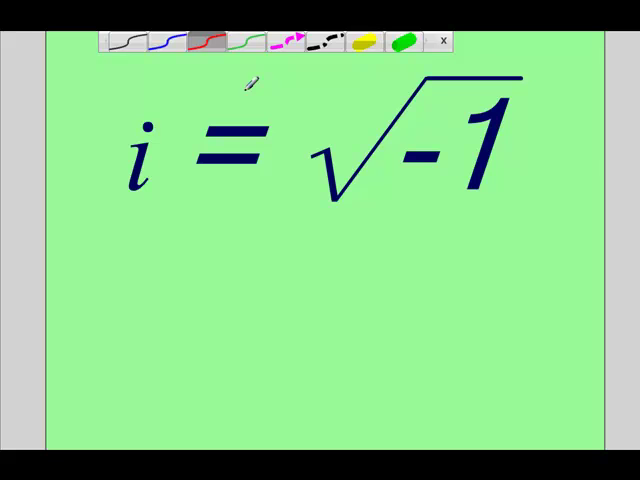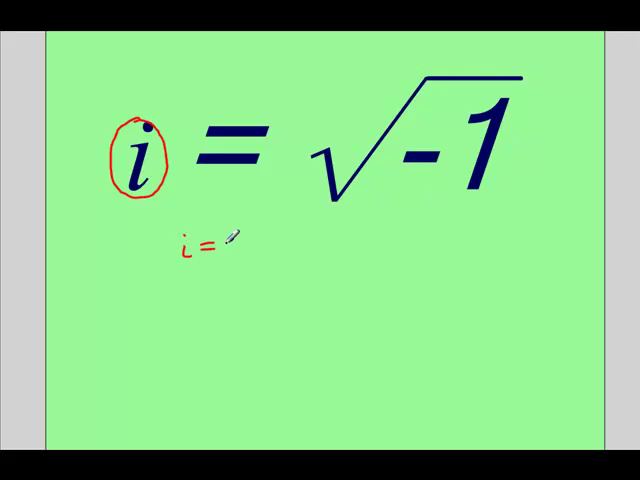Now, to deal with that, what mathematicians did was say, alright, we're going to call the square root of -1 I. This is our imaginary number i. And we did this because now we can use it to work with square roots of negative numbers. So, i is equal to square root of -1.